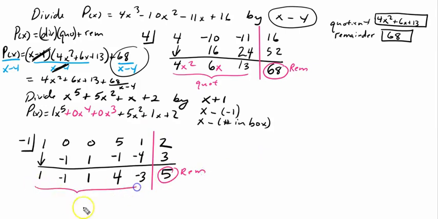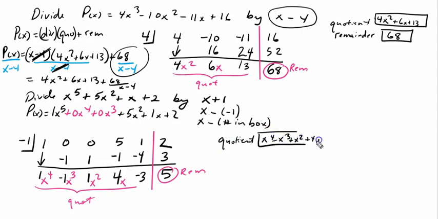And what's my quotient going to be? My quotient is going to be, start at the bar. That's my constant. That's my coefficient for x, x squared, coefficient for x cubed, coefficient for x to the 4th. You keep going until you run out of numbers. So my quotient is going to be x to the 4th minus x cubed plus x squared plus 4x minus 3. And my remainder is going to be 5.